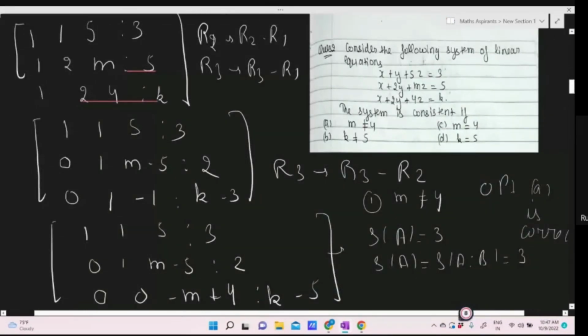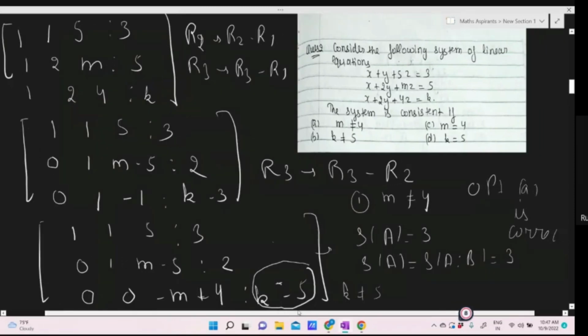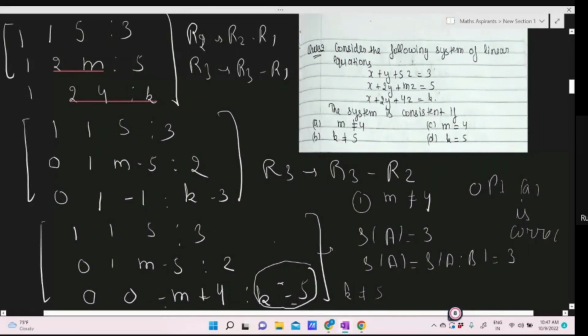Now let us take option number 2. K is not equal to 5. Here you can see that if the value of K is not equal to 5, then this position is always non-zero. And if you take M equal to 4, then the rank of A becomes 2 and the rank of A augment B becomes 3, which is the case of no solution.